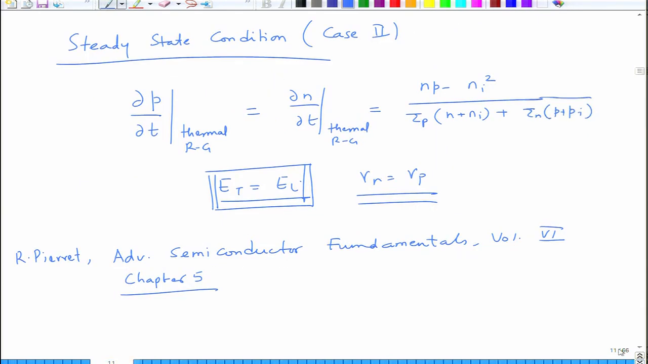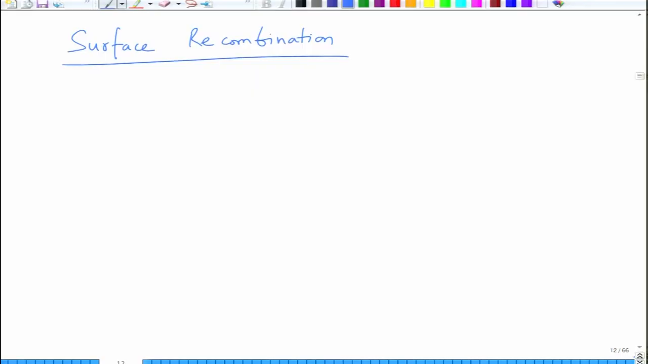So these are different conditions that prevail inside semiconductor devices. So now let's go to surface recombination. In the surface recombination, surface is important because every material has a surface. So we are running out of time for this lecture. So we'll take up the case of surface recombination in the next class.